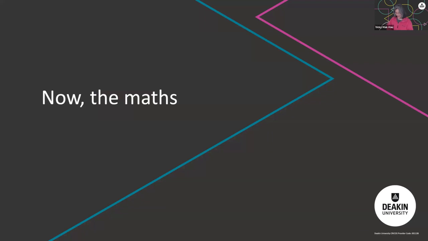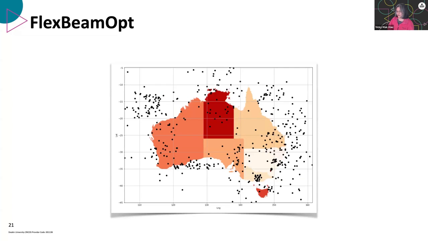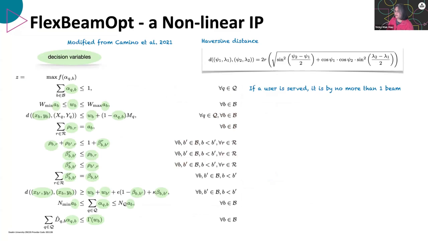So now, finally, the math. Let's go back to this diagram where we have an instance, an Australian instance. I think this is one of the 500-user instances. All the black dots are the demand points, each with a randomly generated demand. Now, when we started the project, we had absolutely no clue where to even start. Then one day, I can't remember who found this paper, Camino et al.'s paper, published in 2021. It's probably one of the PhD students.